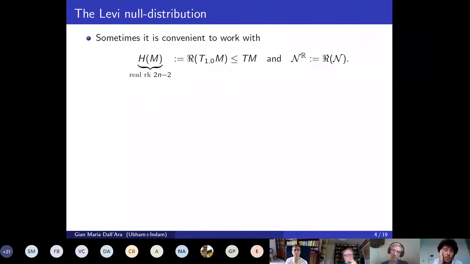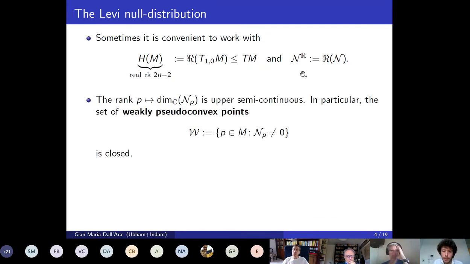Sometimes it's also convenient to work with the real version of both the CR bundle and, as I said, the Levi null distribution, which are just the real parts of the corresponding complex bundles. So H as a real distribution has constant rank 2n-2, so it's codimension 1 in the tangent bundle, and it's actually a vector subbundle because the rank is constant and it depends smoothly on the point. But again, the real Levi null distribution may behave irregularly.